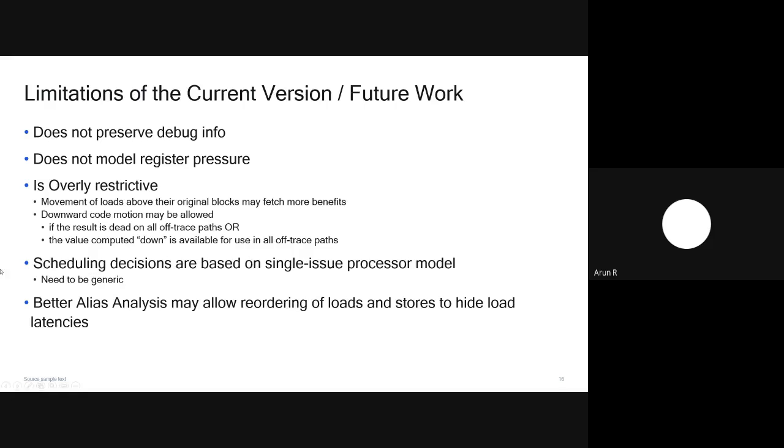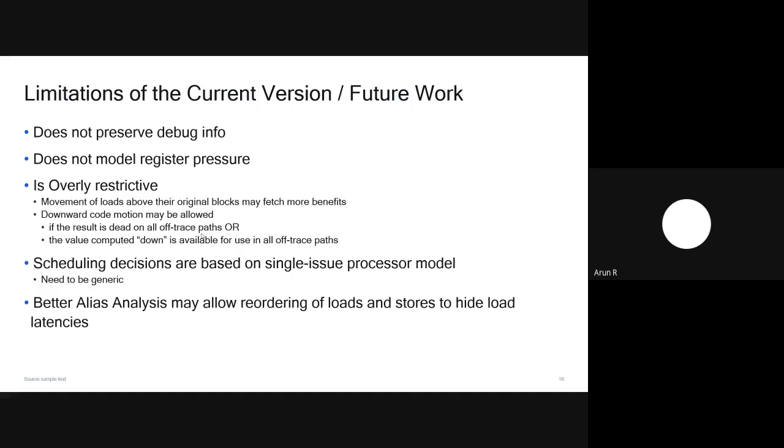And secondly, we can allow downward code motion if the result is dead on all off-trace paths, or if the value that we compute down is available for use in all off-trace paths. If we do that, then we can move instructions below side exits as well. And another limitation is that the scheduling decisions are based on a single-issue processor model, but we can easily overcome this.